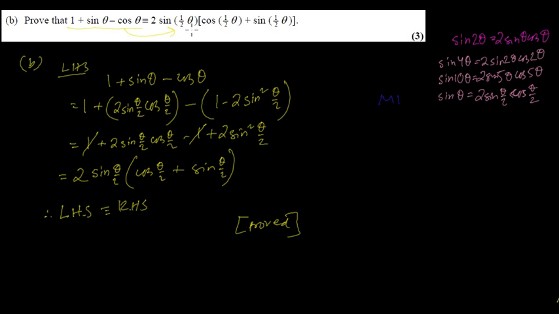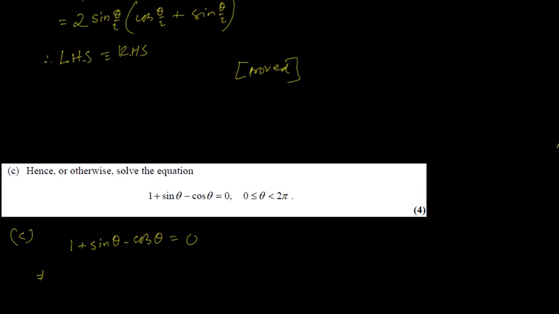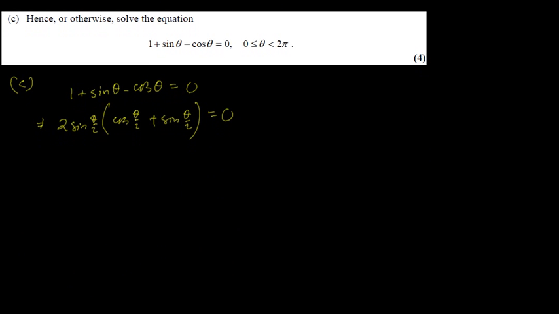So 2 sine theta by 2, cos theta by 2 plus sine theta by 2 equals to 0. So that's what we have to do. So immediately we can break the sum into 2 parts. So for the first part, 2 sine theta by 2 equals to 0. We send everything to the other side, it becomes 0. Therefore sine theta by 2 equals to 0.